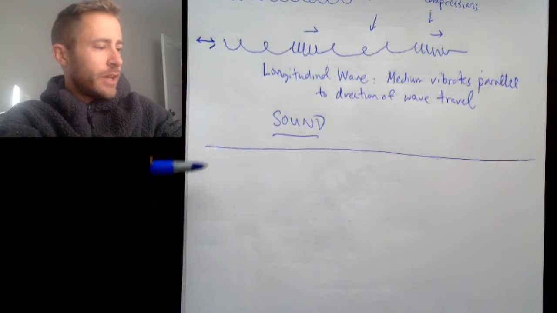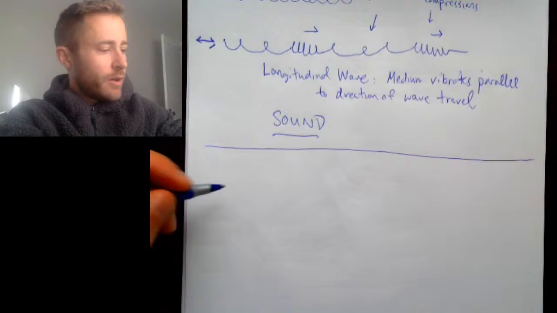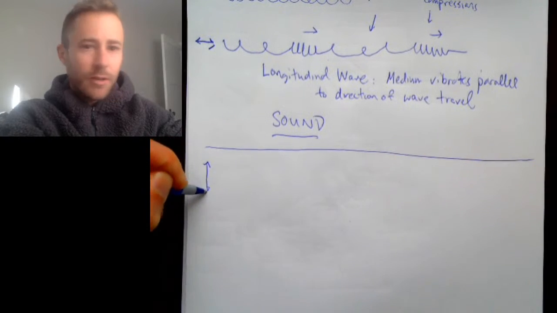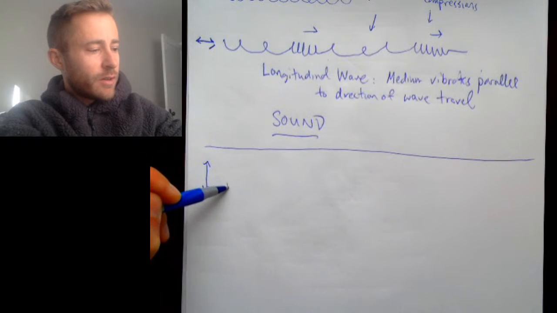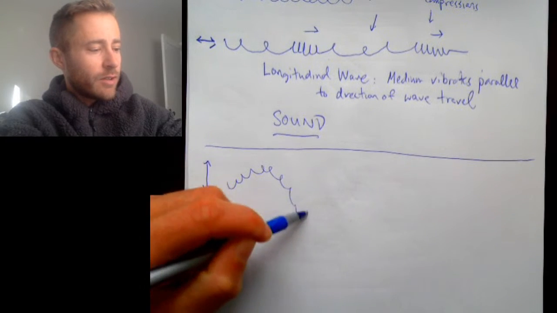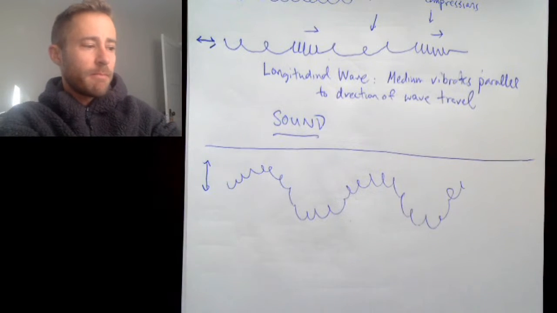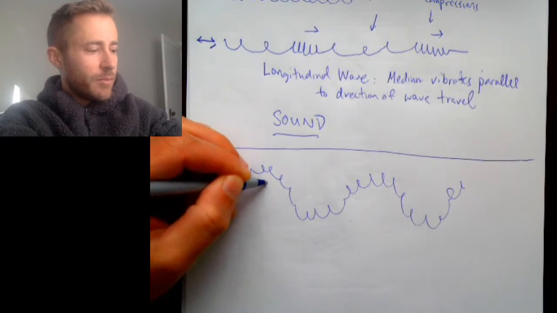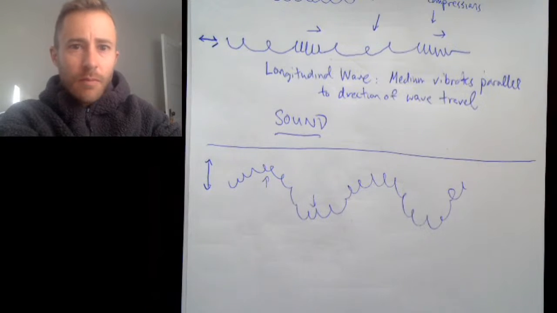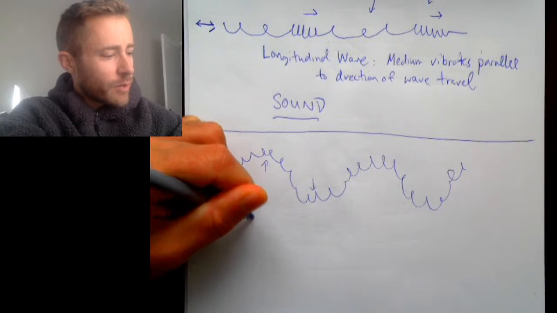We could imagine taking that slinky, and instead of vibrating the slinky left-right, we could vibrate the slinky up and down. If we did that, we would create a slinky wave that kind of looks like this. We can see that the medium is going up and down. So this type of wave is called a transverse wave.